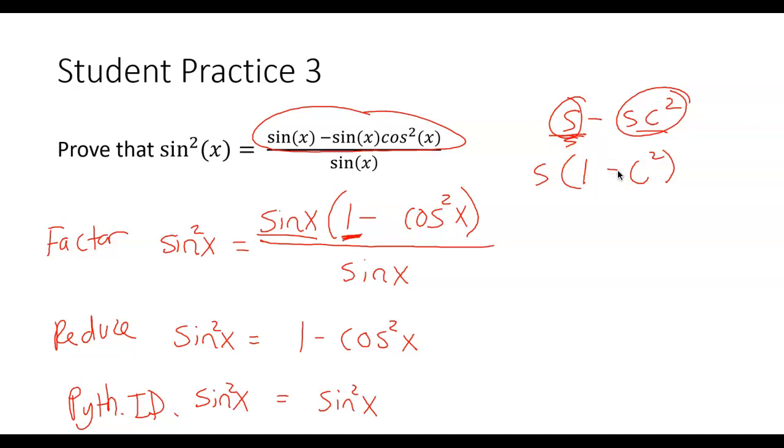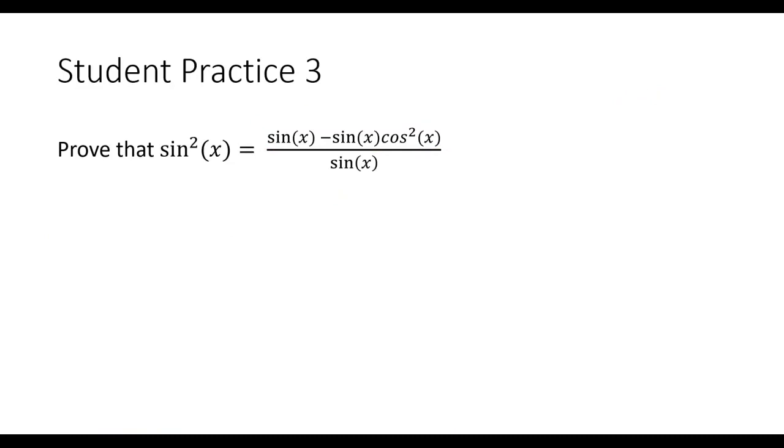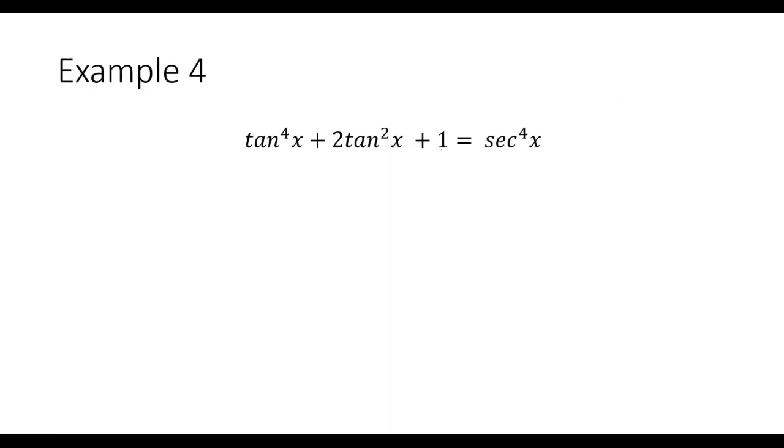The next step is to reduce. We have the sines there in common. And this is a Pythagorean identity, and it equals sine squared x, and that makes the sides equal. And so my steps are factor, reduce, and Pythagorean identity once again. Let's go ahead and move on to one more example in student practice for the day.